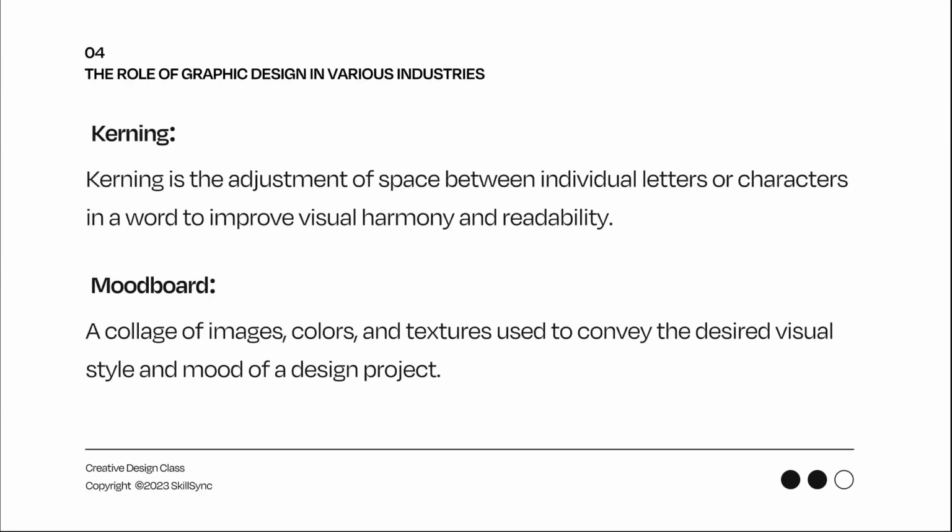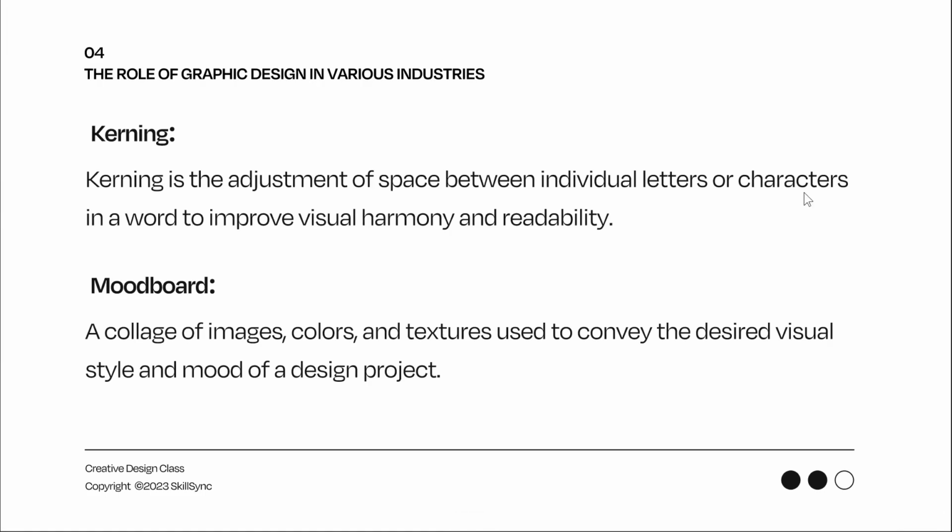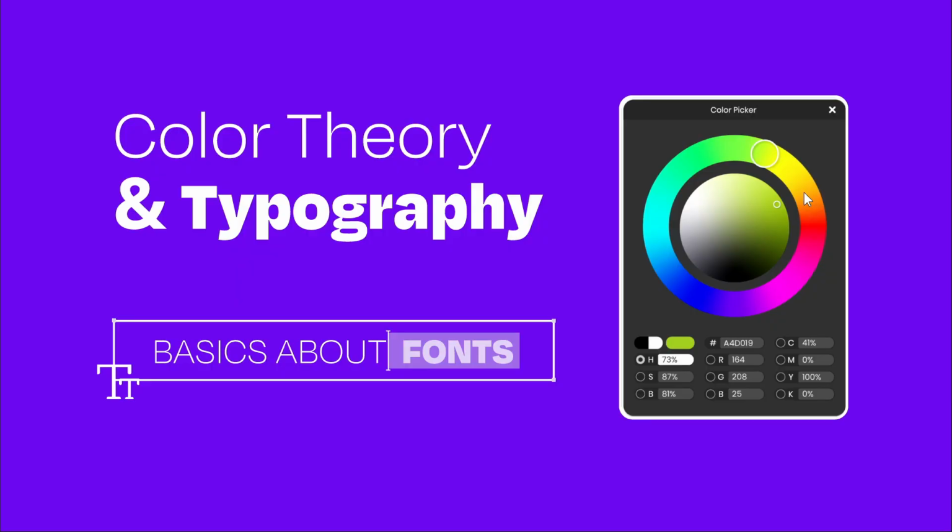Now let's talk about the mood board. With a mood board, it's just like bringing together different images, colors, and textures together so that it creates a mood. So you show it to your client. Is this the kind of mood you want? Then you create what? The design out of it. So it's like you are creating something that you can draw inspiration from. Now let's come and talk about the color theory in typography.